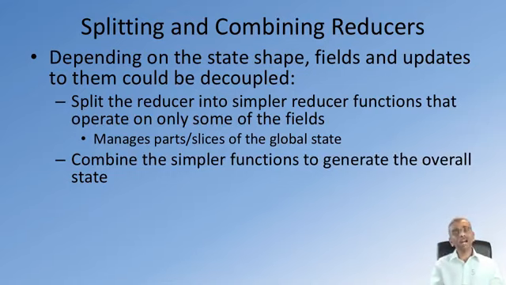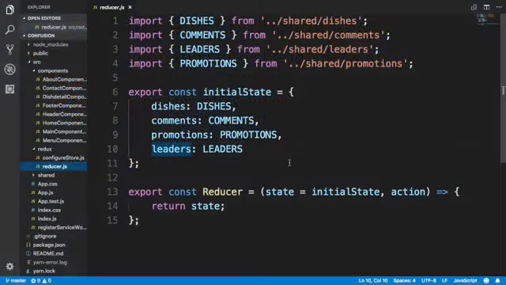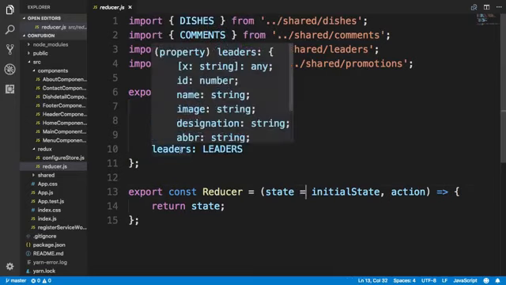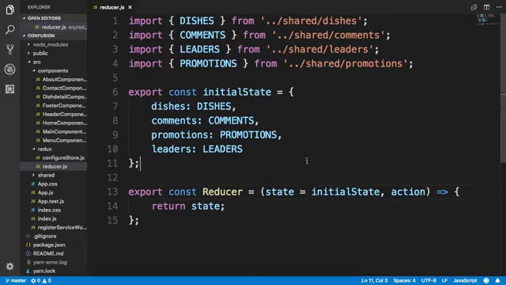Let's take a quick look at the shape of our state in the example application that we have been working on so far. Going to our application, in the reducer.js file, you see that we have defined our state as consisting of 4 properties: dishes, comments, promotions, and leaders. As you would expect, none of these overlap with the needs of the other properties. So dishes is independent of comments, comments is independent of promotions, and similarly leaders.